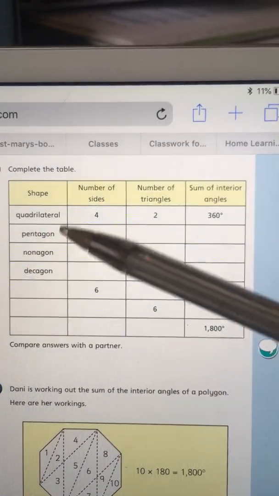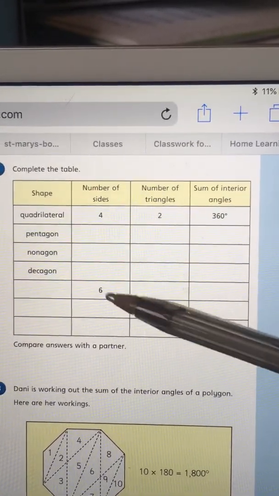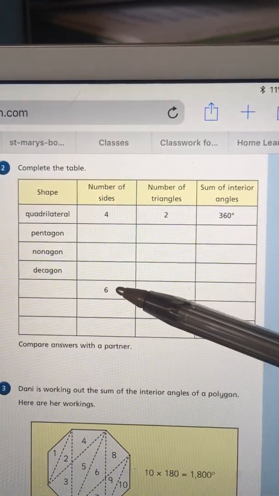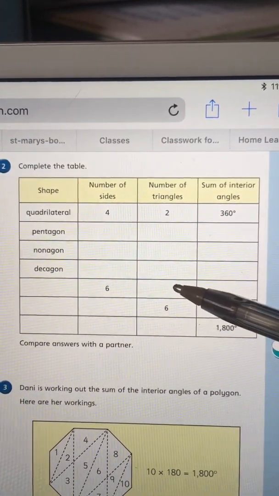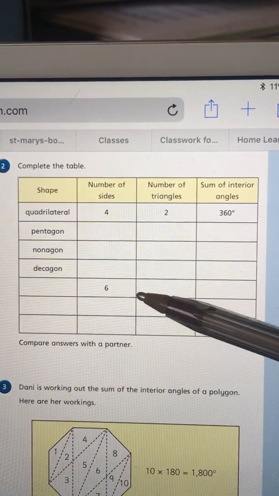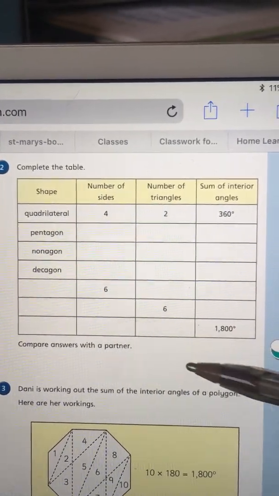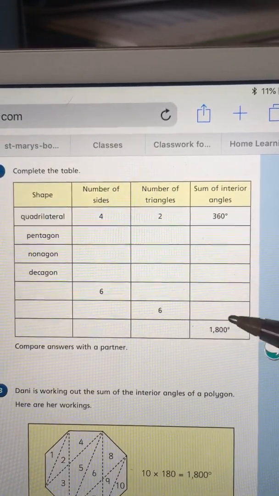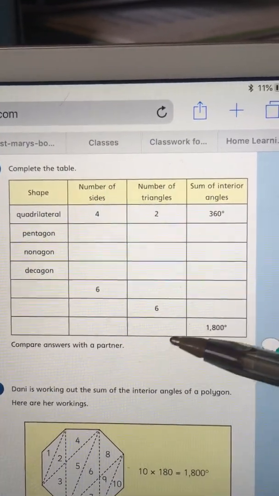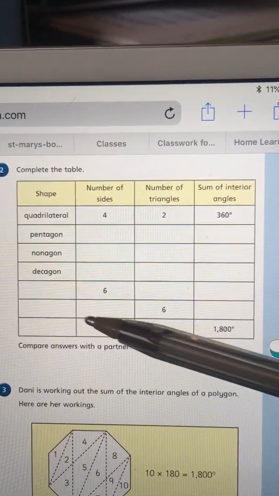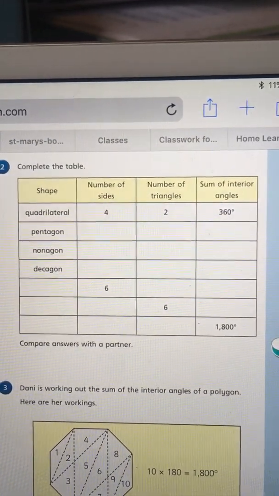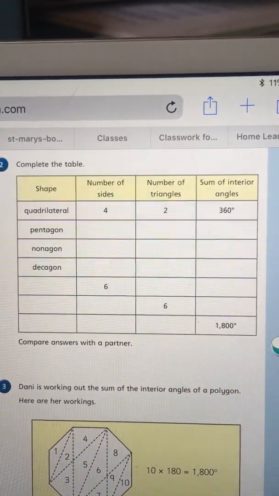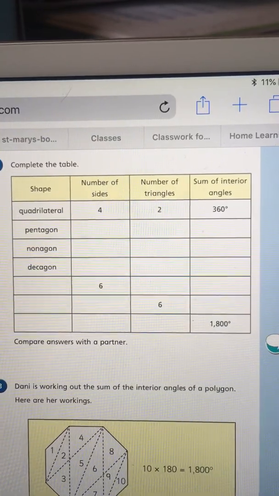So you'll need to go backwards in this one here. We know the number of sides, take away 2 is the number of triangles. The number of triangles add 2 is the number of sides. And this one, you'll have to divide by a particular number to work out the number of triangles, the number of sides and what the shape is. But I think you should know your place value well enough to be able to do that.